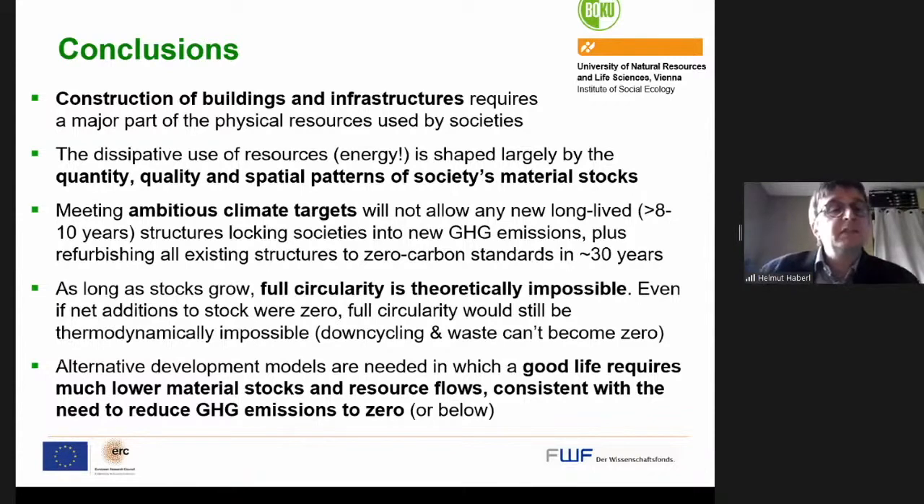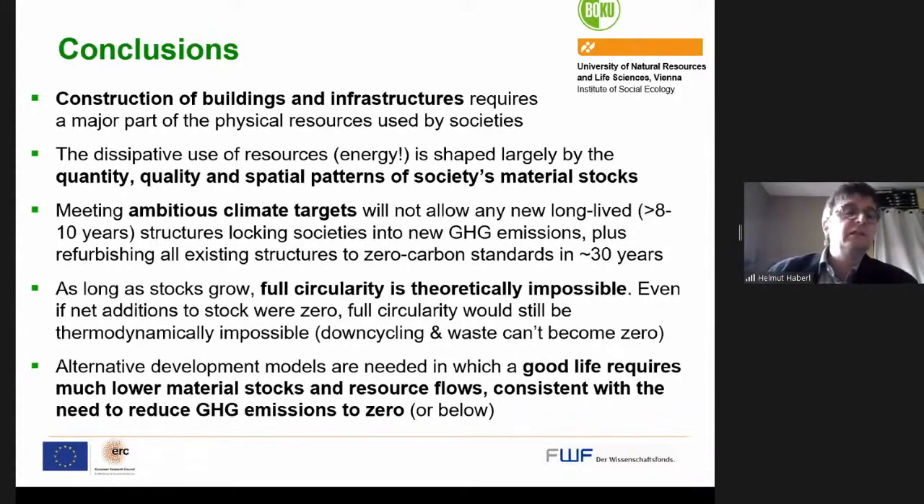As long as material stocks maintained by societies grow, full circularity is theoretically impossible because you always need virgin material to add to the stocks you already have. And even if net additions to stock were zero and the level of stocks were constant, full circularity would still be thermodynamically impossible because you always have some downcycling. And we had many lectures in the symposium that, of course, there are limits to recycling.